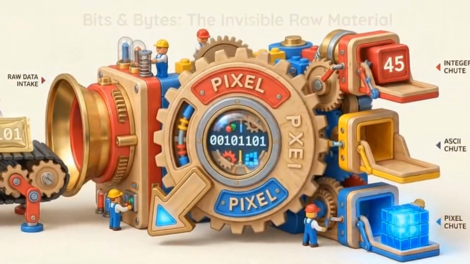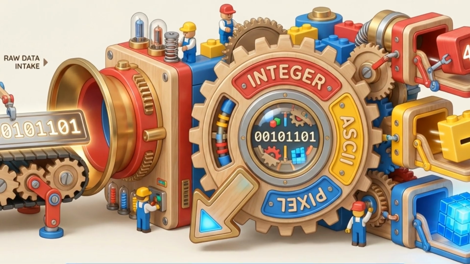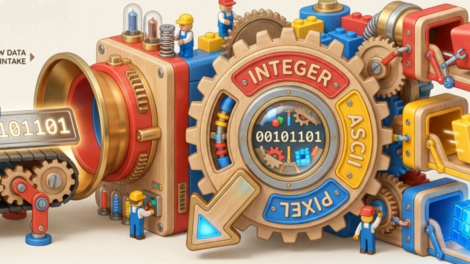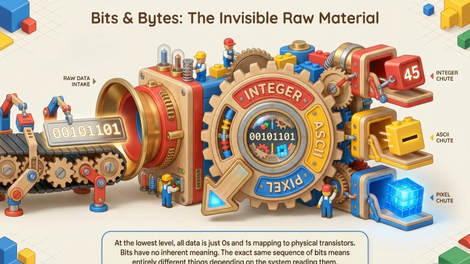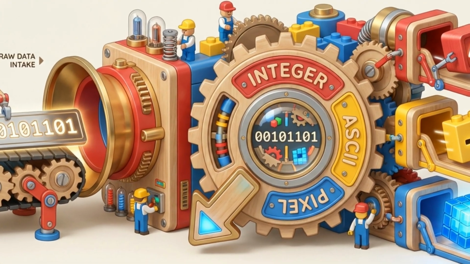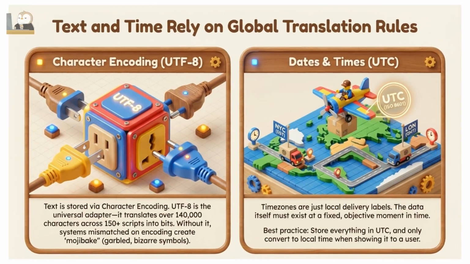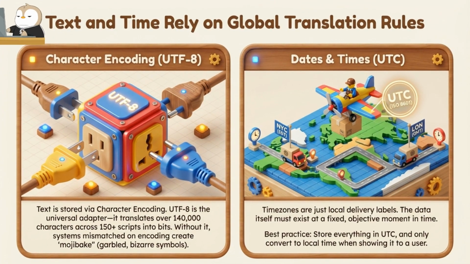Bits are simple zeros and ones that map to physical transistors. Their meaning changes entirely based on how the system interprets the sequence, turning them into integers, ASCII characters, or pixels. Text and time rely on global translation rules. Character encoding, like UTF-8, acts as a universal adapter, translating over 140,000 characters into bits.